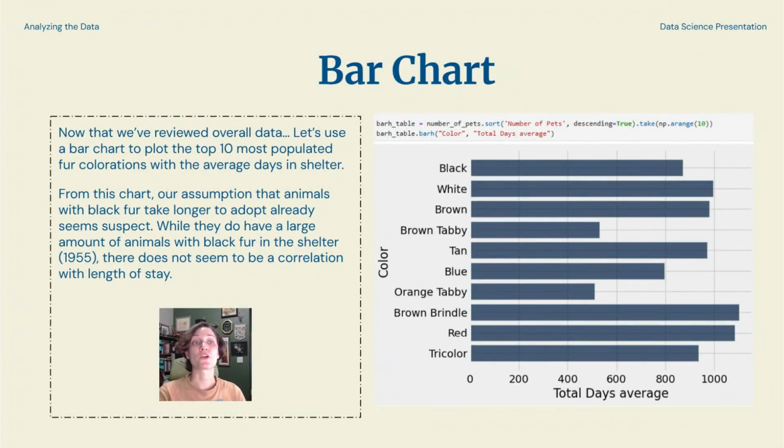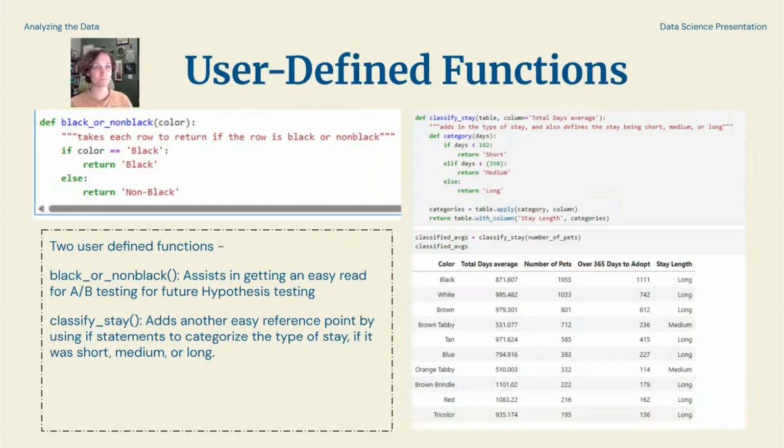Let's review the bar chart for our top most populated fur colorations with average days in shelter. So this is the most numerous pets for fur color, the top 10. With this chart, our assumption that animals with black fur take longer does not seem accurate. It is not the top one here. That actually belongs to the brown brindle. So just based off this chart, we don't seem to be trusting in that one just yet. But let's see if anything changes.